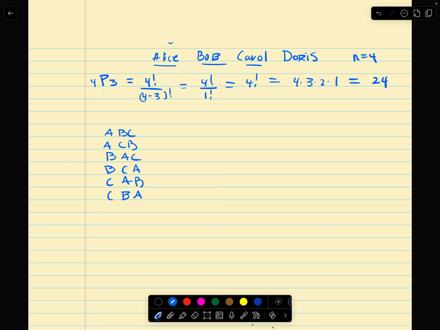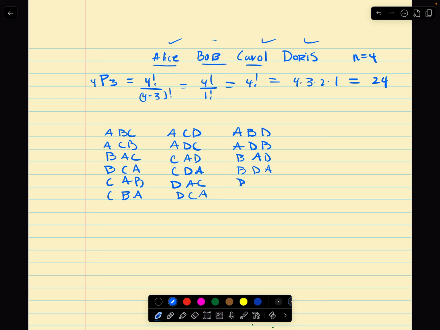Or we could have Alice, Carol, and Doris. So that's A, C, D, and then all of those permutations: A, D, C, C, A, D, C, D, A, D, A, C, D, C, A. We could have Alice, Bob, and Doris. So A, B, D, A, D, B, B, A, D, B, D, A, D, A, B, D, B, A.